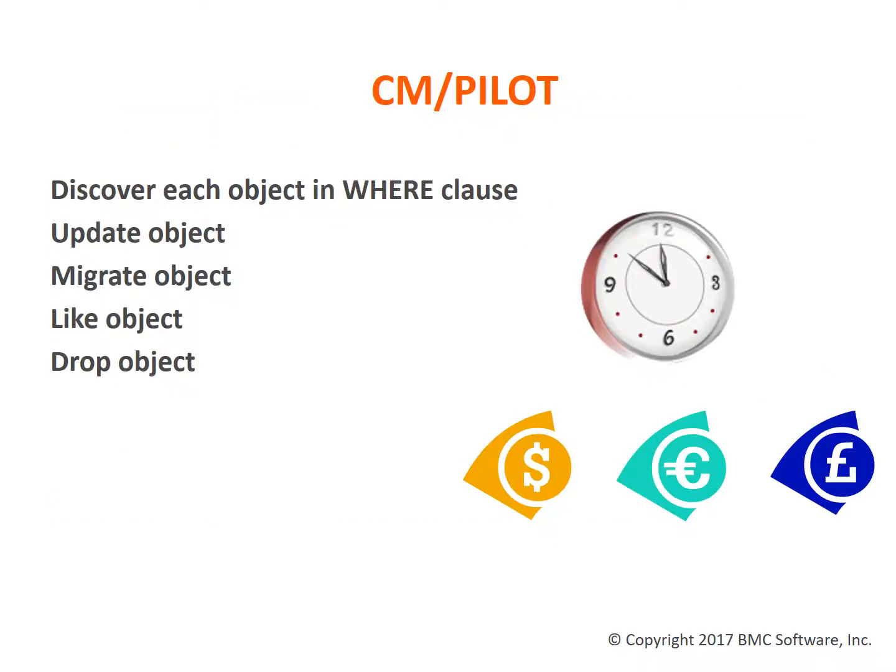Wouldn't it be easier to write a script to change one object and then let the script change all of the related objects? How much time, effort, and money could you save? This is exactly what CM Pilot does. It discovers each related object, updates the objects, migrates the objects, clones the objects, and drops the objects.